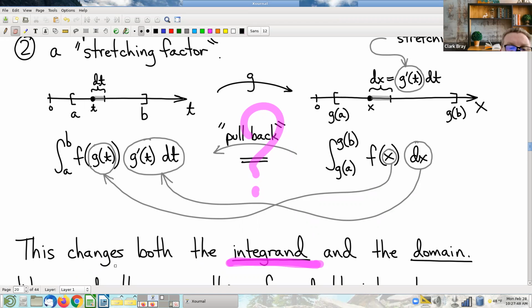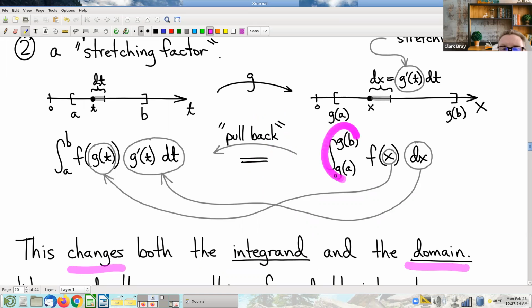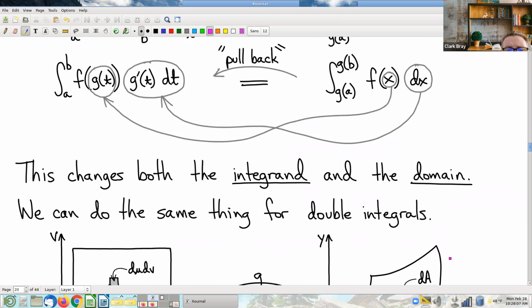That said, let the record show the domain changes too. What had been going from there to there is now going from there to there. So who cares? It's just numbers that you're plugging in at the end. It's basically irrelevant. Not so with substitutions.